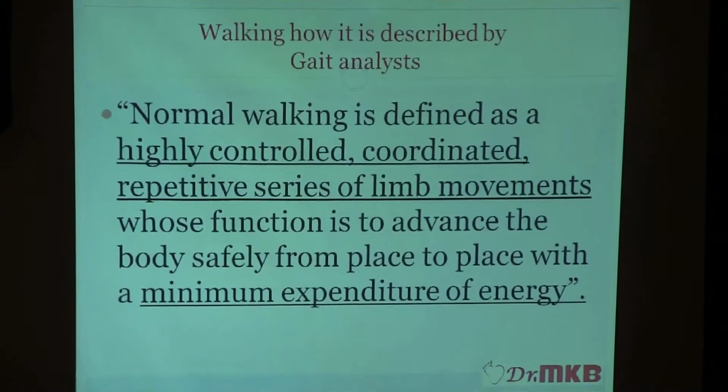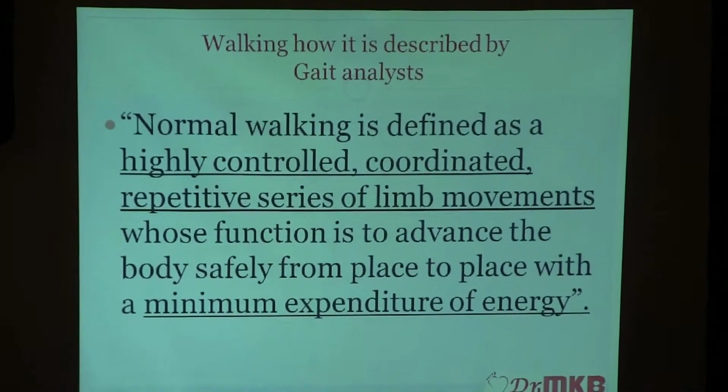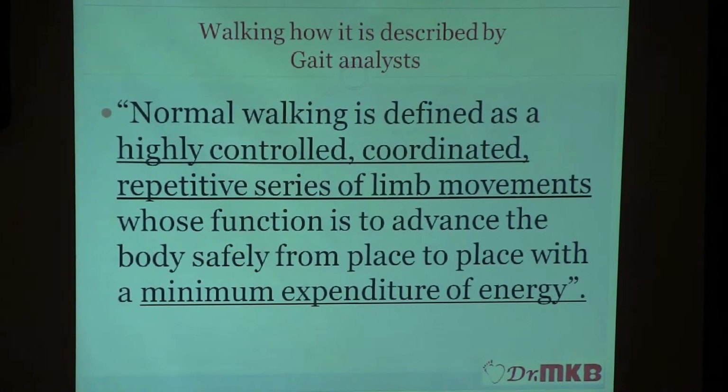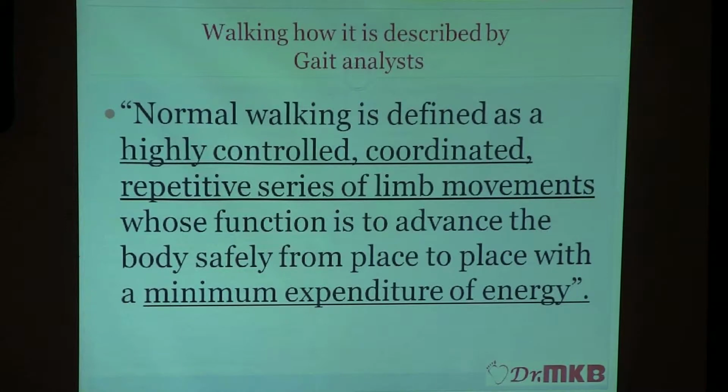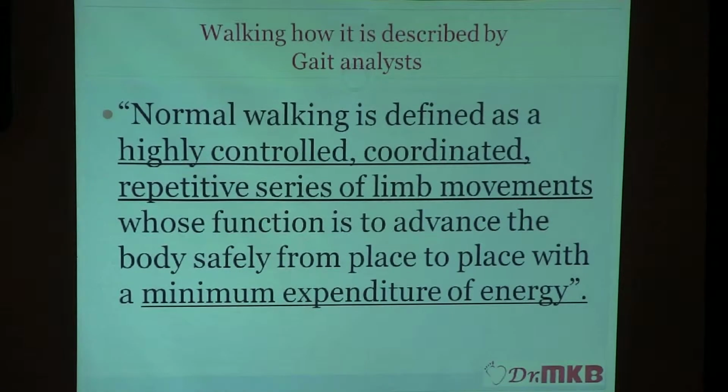How does gait analysis describe walking? Normal walking is defined as a highly controlled, coordinated, repeated series of limb movements whose function is to advance the body safely from place to place with a minimum expenditure of energy. This is an explanation. In all normal persons, walking is highly controlled. How highly controlled? It is not defined. What is minimum expenditure of energy? That is also not defined.